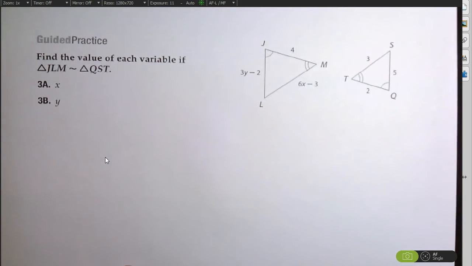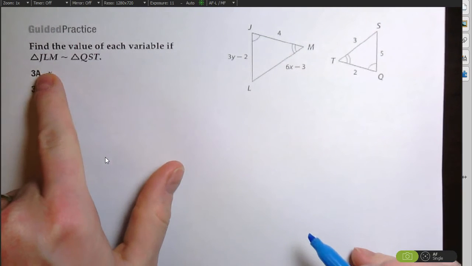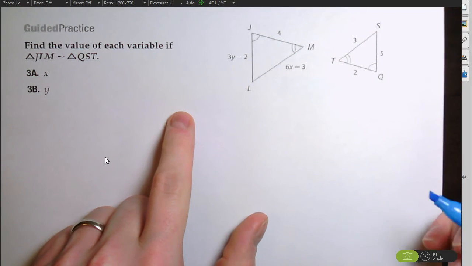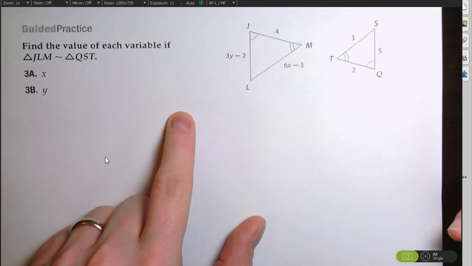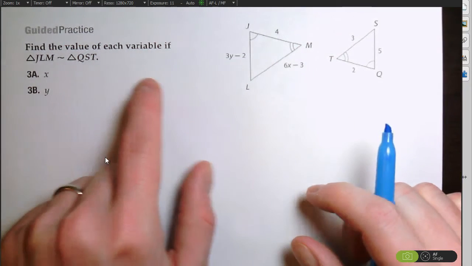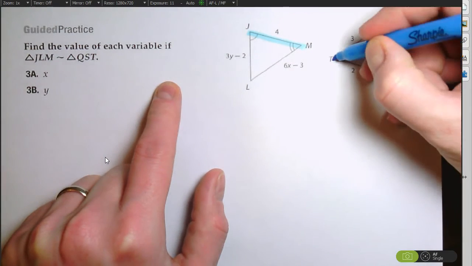So I've got to find the value of each variable in this problem. The first thing you need to do is, since we know they're similar, either mentally or, if it's on a test or your paper, you can mark it yourself. Mark out the parts that line up. JM has the single to double mark, and so does TQ.